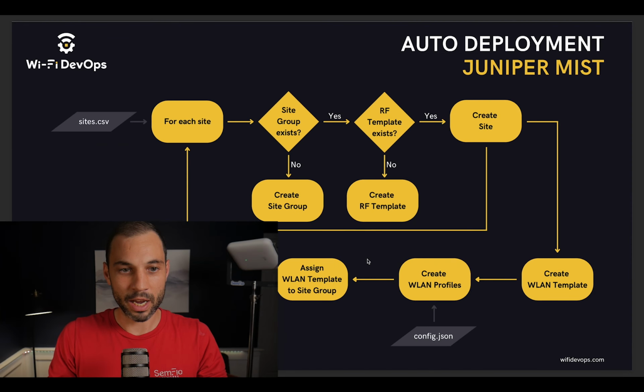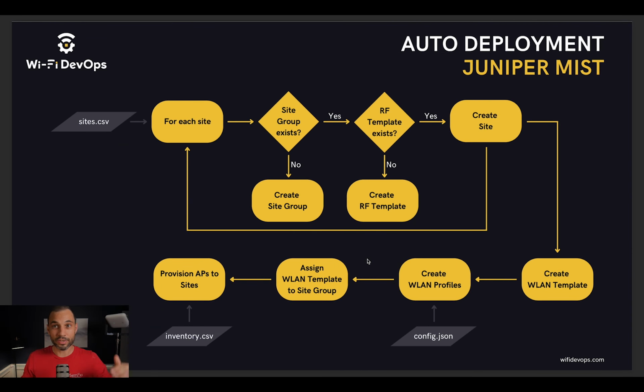Okay, so we built this demo to showcase what's possible to do with the Juniper Mist API. What we have here in the lab is a list of sites that we would want to deploy Wi-Fi at. And we're going to try to automate the entire process, right? So the diagram here explains the process that we go through when we launch the automation tool.